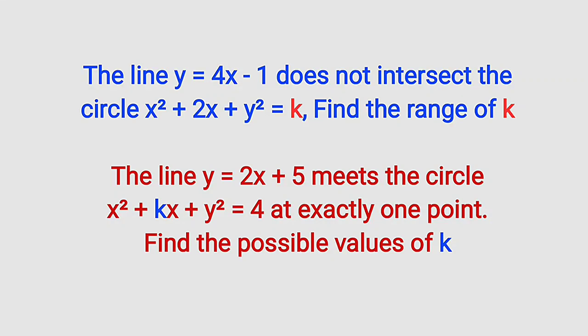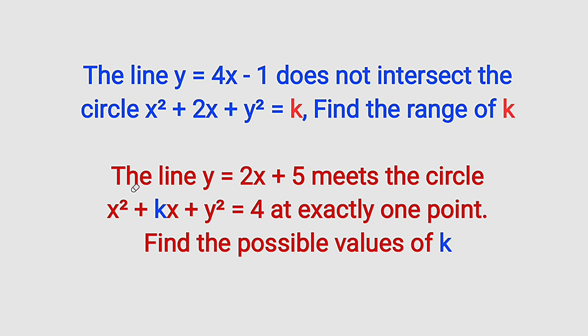Today we have two problems. The first one reads: the line y equals 4x minus 1 does not intersect the circle x squared plus 2x plus y squared equals k. We're asked to find the range of values of k.